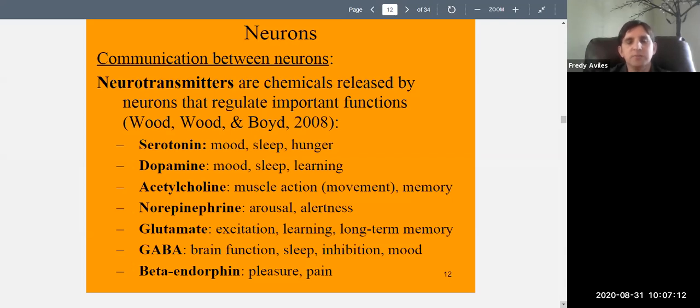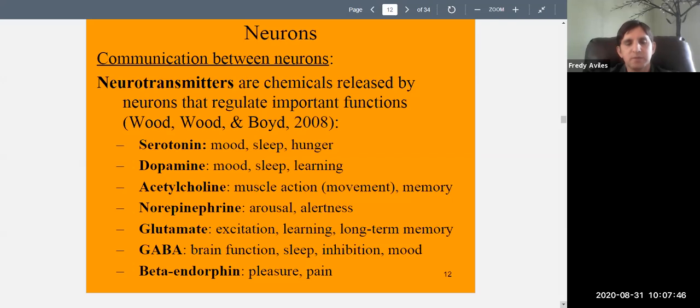Acetylcholine is another neurotransmitter. It's involved with muscle action and memory. Acetylcholine is needed for muscle action. If you run out of acetylcholine, you become paralyzed, and then you stop breathing and you die, because basically your heart won't pump, your lungs won't expand. You'll die. Okay. If I remember correctly, I think the venom of a black widow spider causes too much acetylcholine to be released.